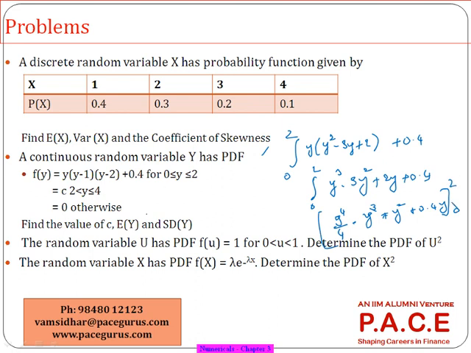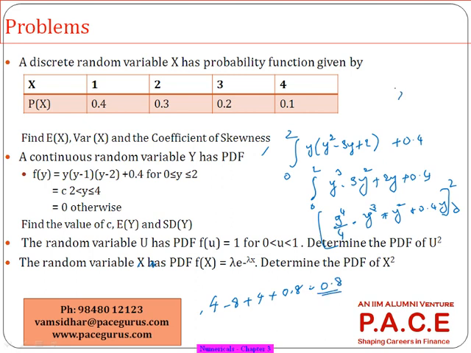So probably it is 2 power 4 by 4, right? 2 power 4 is 16 by 4, which is 4, minus 2 cube 8 plus 2 squared 4 plus 0.4 into 2, 0.8. So the first part is becoming 0.8.